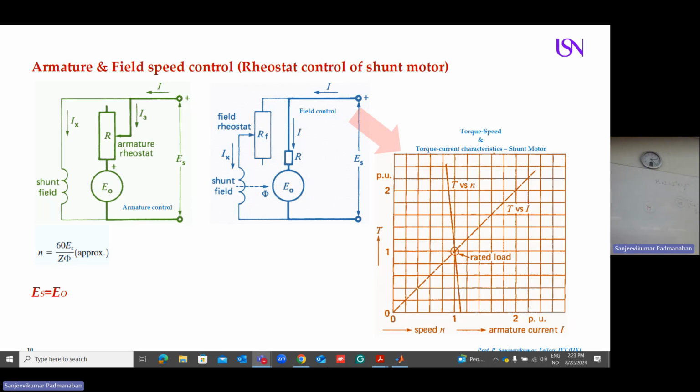So here, the maximum current is 100%. At 200% current, you have 200% torque. See the relationship. At 100% current, you have 100% torque. So torque and current are directly proportional. Speed and torque are inversely proportional. Straight. You are running at 1500 RPM. You put more load, the speed comes down. Any question about the torque speed characteristics?